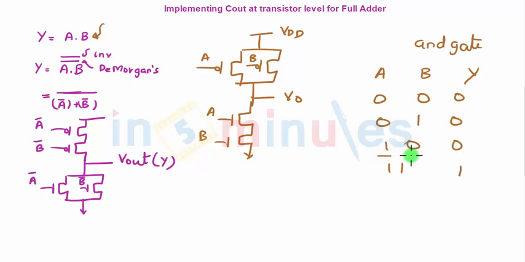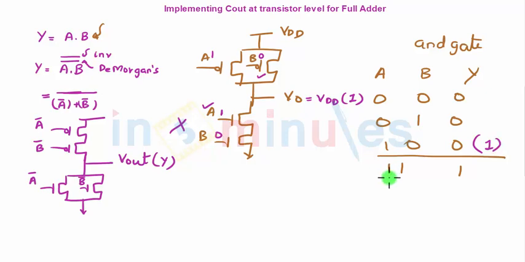Let's take any one case. So input A is 1 and B is 0. The transistor is off. This B transistor. This is on. A is 1 and B is 0, so this is on, and my output will be equal to VDD or 1. But I wanted my output to be equal to 0. I got an output equal to 1.